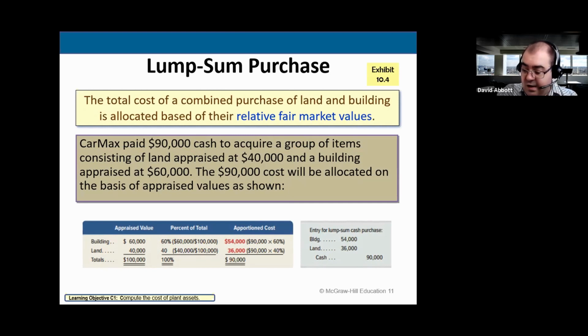of the assets. So for example, let's assume that CarMax paid $90,000 cash to acquire a group of items consisting of a building that was appraised at $60,000 and land appraised at $40,000. The $90,000 cost is allocated based on the appraisal values shown on the slide. So $60,000 of it would be toward the building, and then $40,000 would be toward the land. You could separate those out.